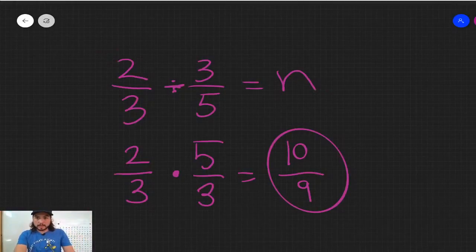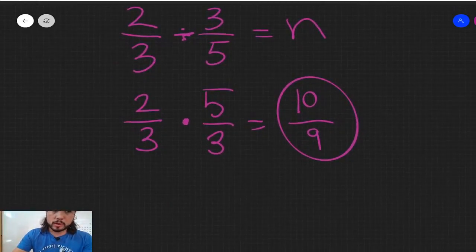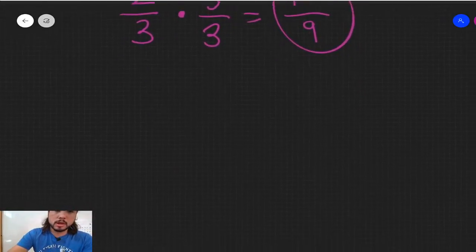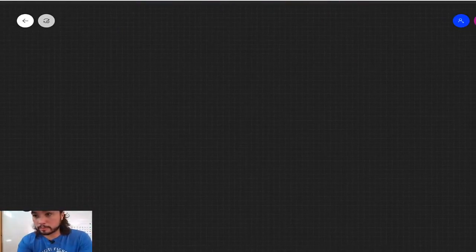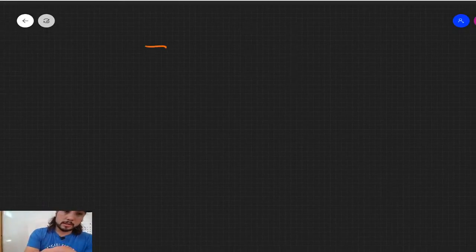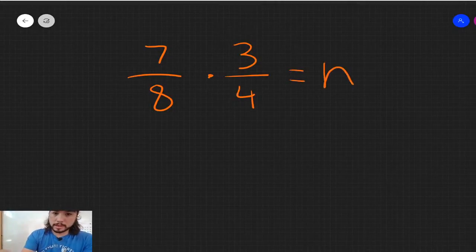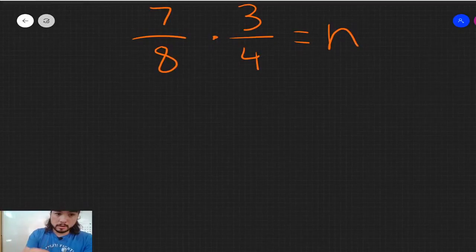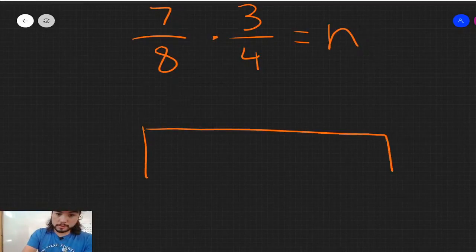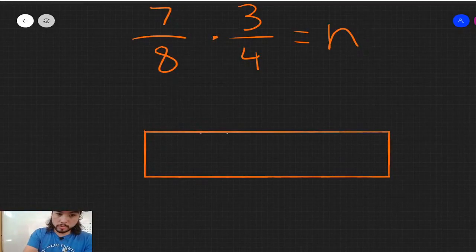Okay, let us try one more before we get going. Because again, this concept is pretty simple when we're using this shortcut, but I am going to go ahead and draw the visual model every time just to give us a sense of what we're looking at here. So let's try 7/8 divided by 3/4, equals n. And again, right? Our 3/4 tells us what we're putting that group into.